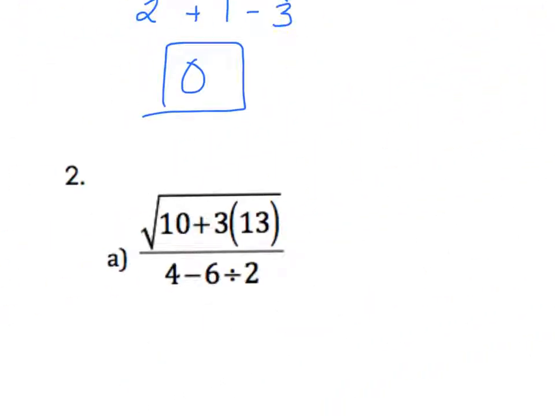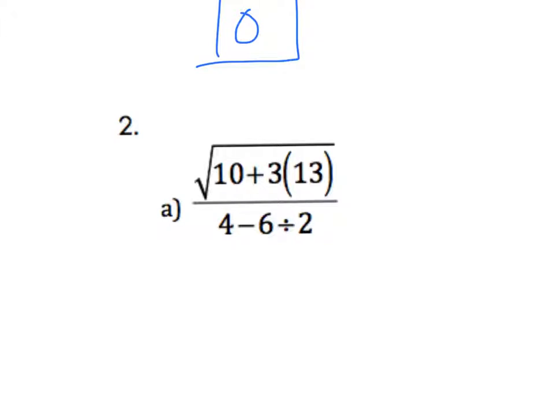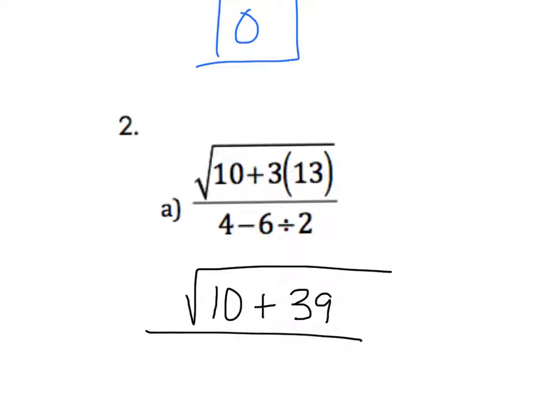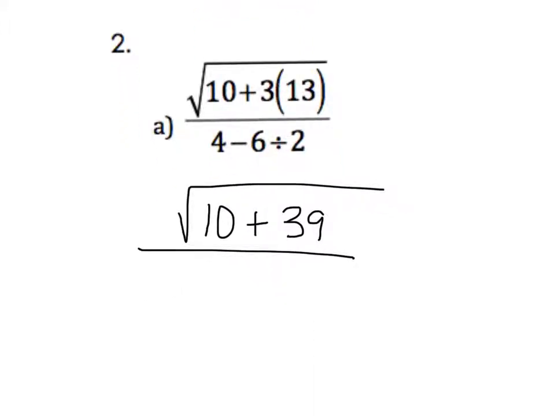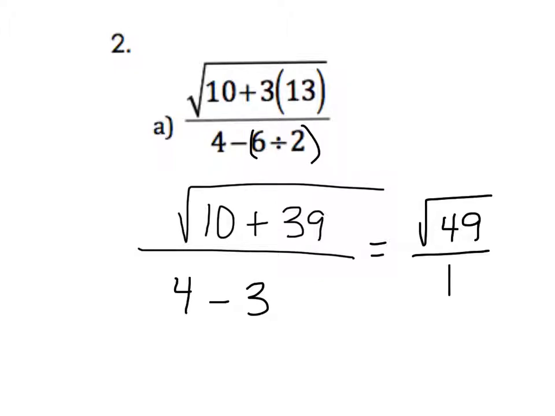Okay, going down over here, we've got the square root here, so let's simplify underneath the square root first. So the 10 plus, I'm not going to deal with the addition first, I'm going to do 3 times 13, which is 39. Then in the denominator, you're going to do the division first. So 4 minus 6 divided by 2 is 3. Now I'm going to simplify the numerator. 10 plus 39 is 49. 4 minus 3 is 1.